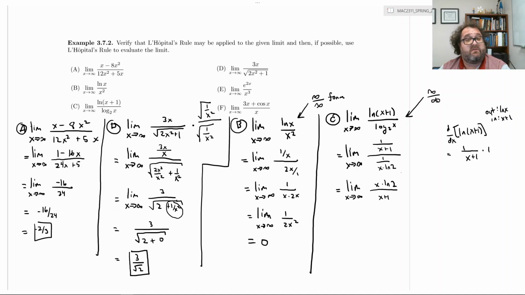So let's see if we can apply L'Hopital's rule again. Notice the top is linear and the bottom is linear. So they're both just lines. The top is basically a line with a slope of natural log 2. The bottom is a line with a slope of 1. They're both just lines, kind of like going like that. Okay, so they're both going off to infinity.